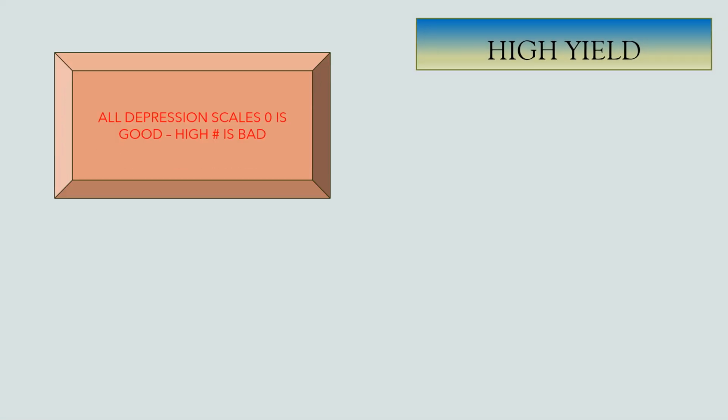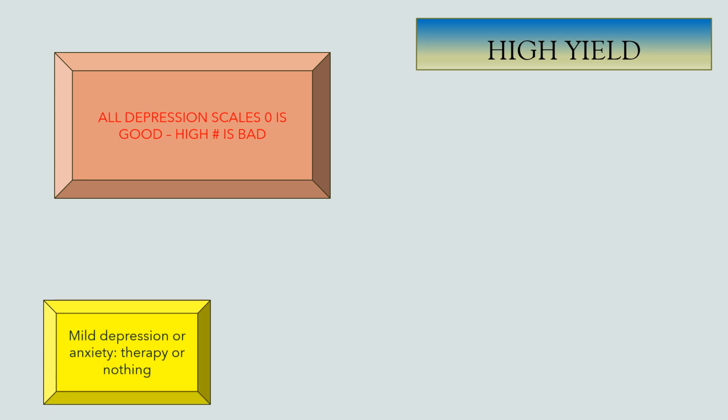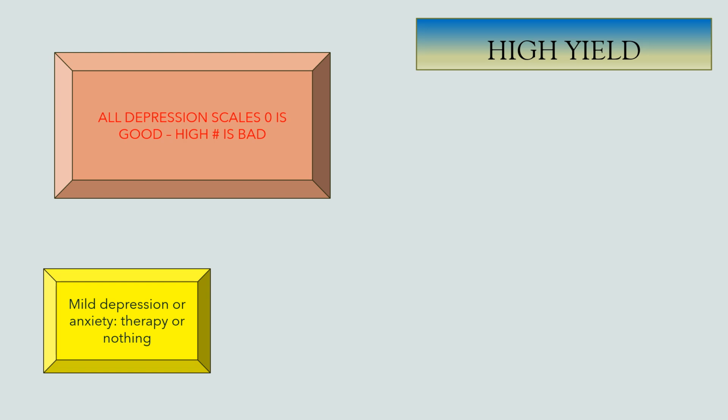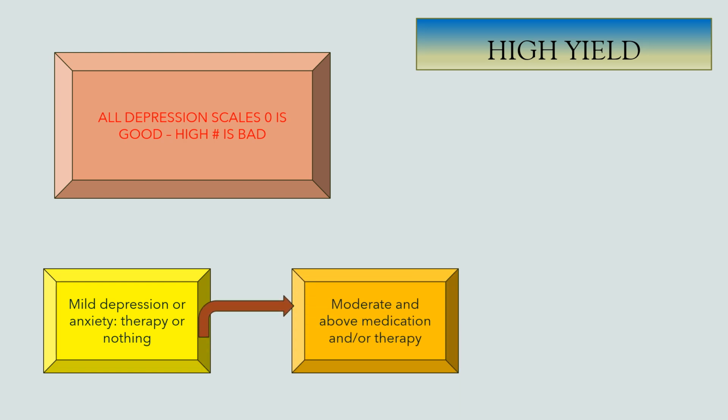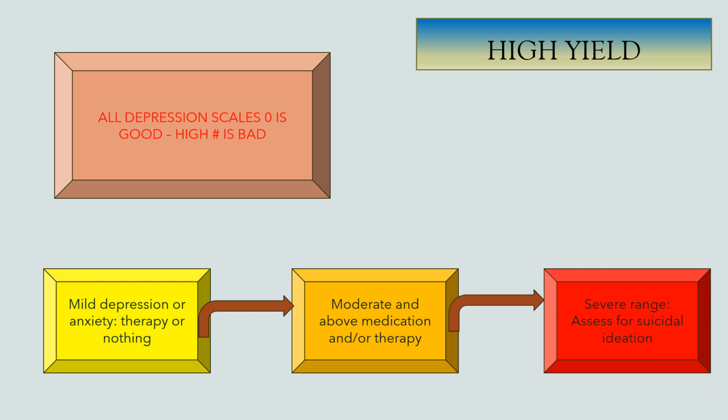Some high-yield information. All depression scales, 0 is good, high number is bad. Mild depression or anxiety, therapy or nothing. Moderate and above, medication and/or therapy. Severe range, assess for suicidal ideation.